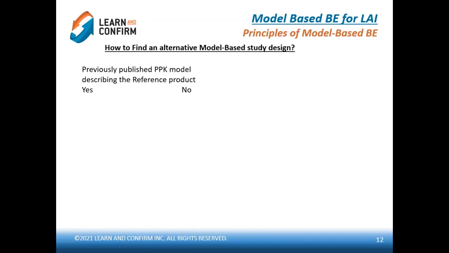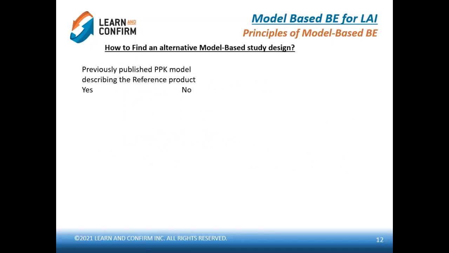And so right now, what I would like to do is just summarize what we've seen and what we've discussed with two different slides of flowcharts. So first of all, how do we find that alternative clinical study design that we're going to conduct and that we're going to propose to the FDA?